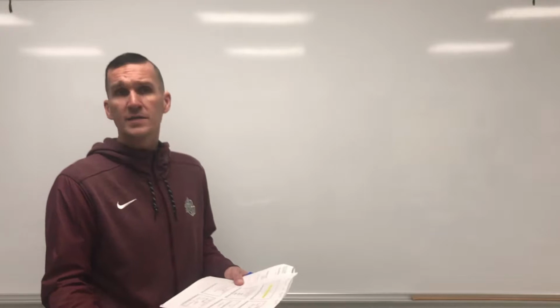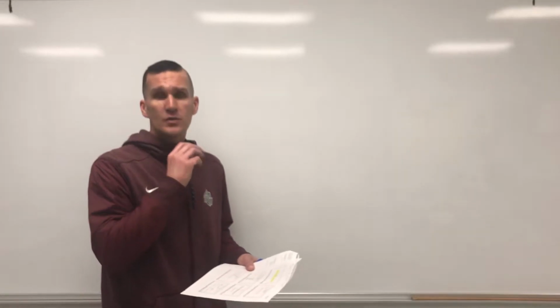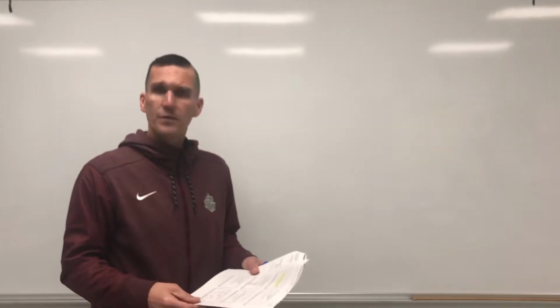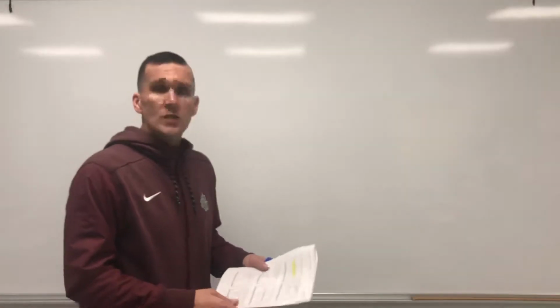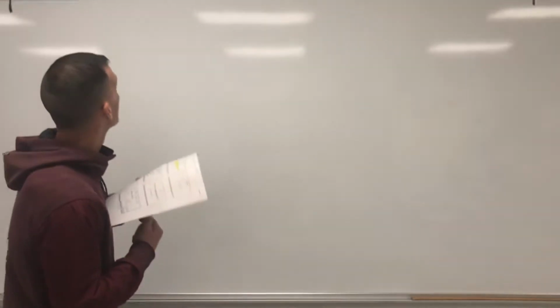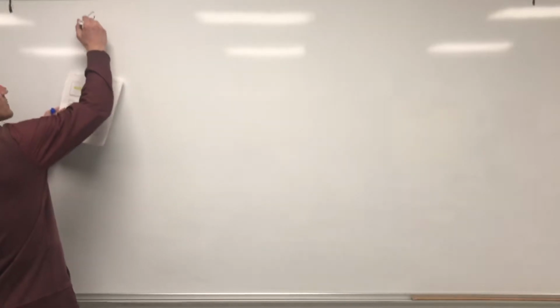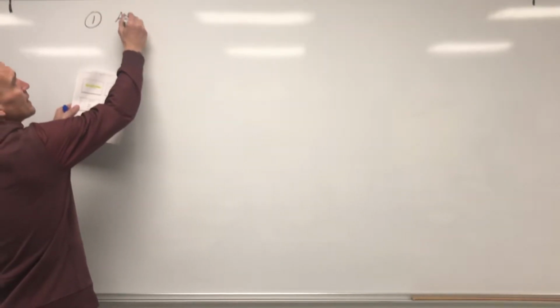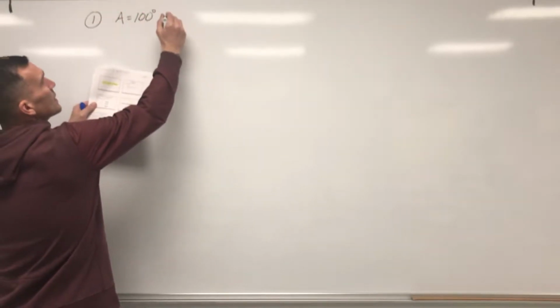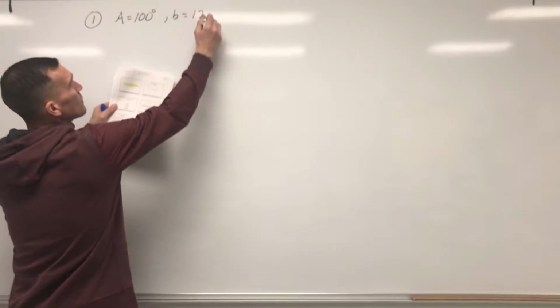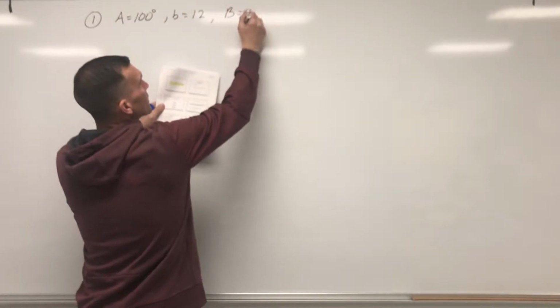All right, so the law of sines is actually something you guys learned last year in geometry, so hopefully it's kind of a review. So we're gonna look at example number 1. Example number 1, you guys, has A being 100 degrees, little b being 12, and big B equaling 32 degrees.